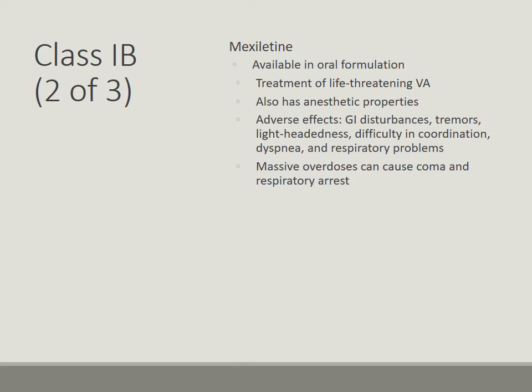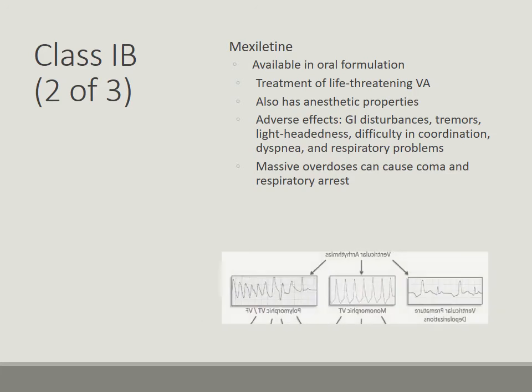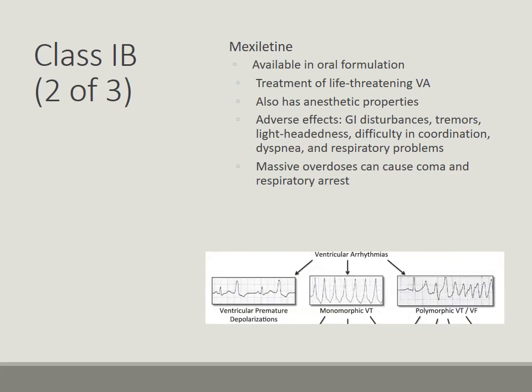Large overdoses can cause coma and respiratory arrest. However, usually GI disturbances, tremors, lightheadedness, difficulty in coordination, dyspnea, and respiratory problems are the most common side effects. Ventricular premature depolarizations, monomorphic ventricular tach, and polymorphic ventricular tach and VFib are some of the ventricular arrhythmias.